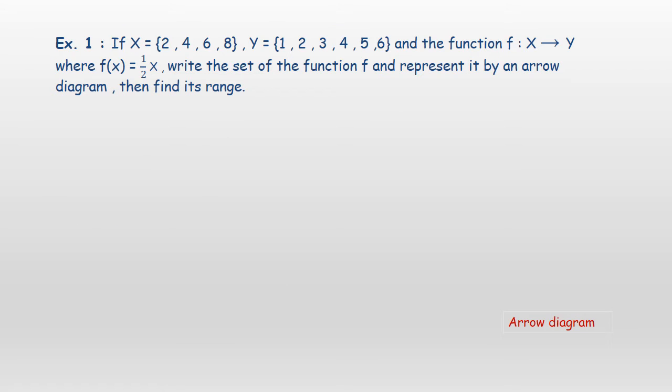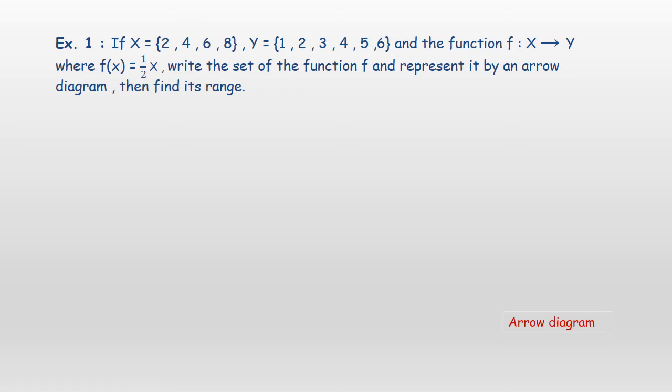For example, if x equals the set of 2, 4, 6 and 8 and y is a set of 1, 2, 3, 4, 5 and 6, and the function f from x to y where f of x equals half x, then we want to write the set of the function f and represent it by an arrow diagram, then find its range.